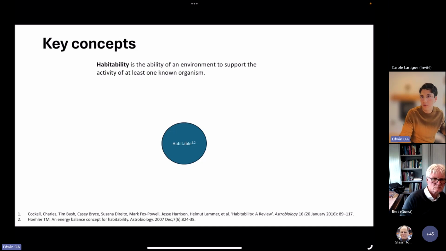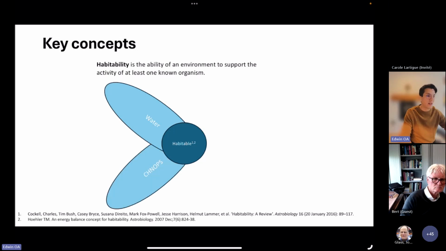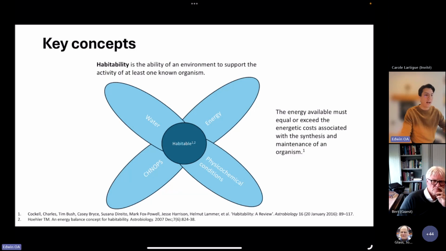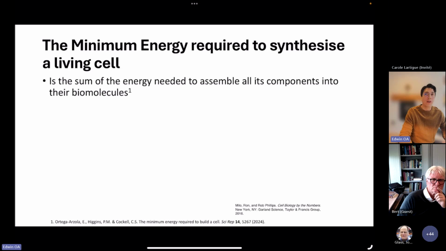But what do we need for that? We all know this. We need water. We need the right biomolecules. With that, we need the right physical chemical conditions. And we also need, very importantly, energy. But how much energy do we need to have an environment that is habitable? Well, the energy needs to equal or exceed the energetic cost associated with the synthesis and the maintenance of the organism. But what is this minimum energy? What is the threshold energy that allows life?